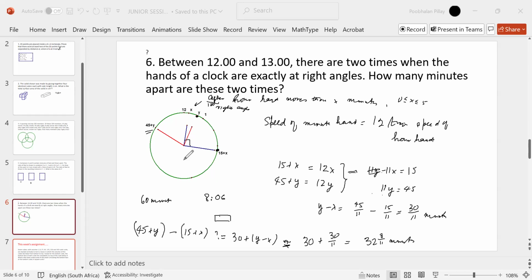So you can see this angle here is more than 30. But I mean, 30 minutes is half past, right? So it's gone more than 30 minutes. 30 minutes is half past 12. It's at 6. 6 times 5 is 30. 30 minutes past 12 is half past 12. So this is possible. So that's the answer to this question. The answer is 32 and 8/11.